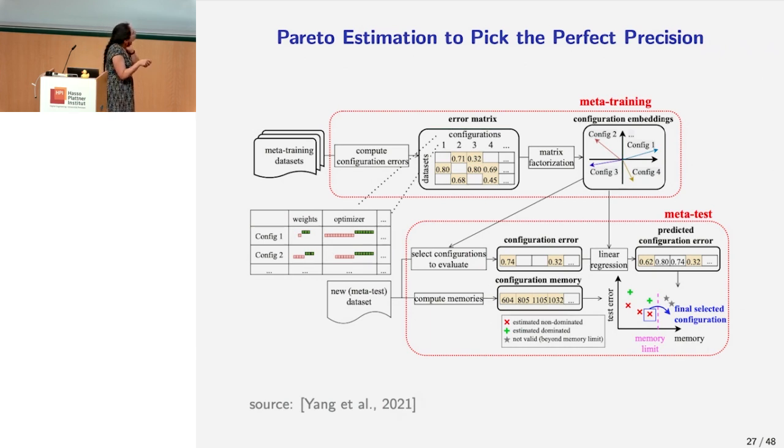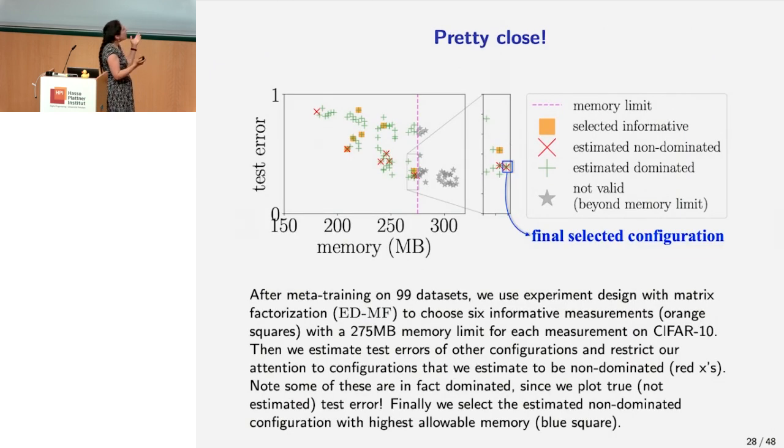So you're going to evaluate these, you're going to look at the configuration errors, and you're going to estimate the configuration memory of each of these architectures. Now you're going to use linear regression to predict the error that you get using any configuration, and you'll choose the configuration that you think is going to give you the best error for your memory budget. Okay. So again, we say, how well does this work? And the answer is actually pretty good, okay?